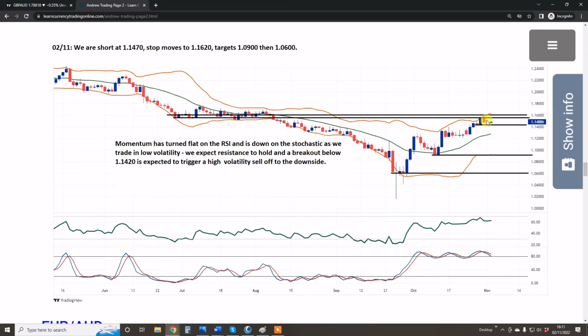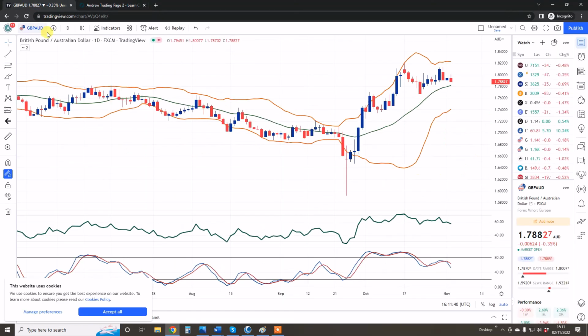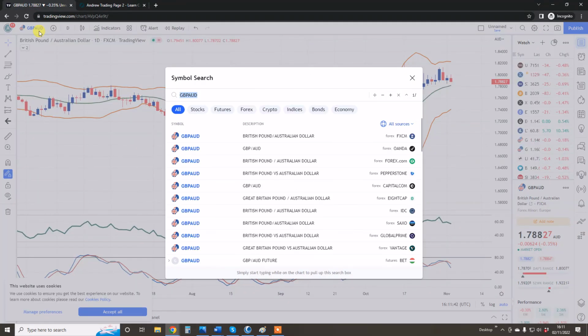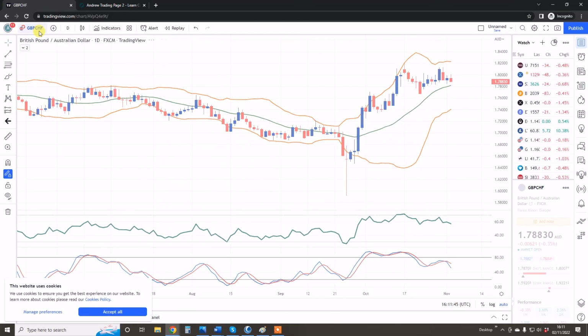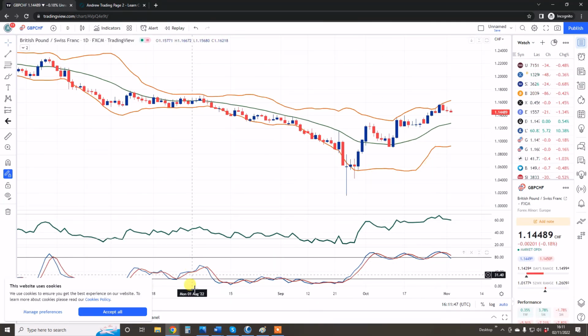Again, very simple. You've got a big round number here, a secondary resistance level here, low volatility, just through these bodies here. You could wait for the round number. I think the bodies here and the tail are enough. Then look for a move down to 109.50, then 106. Not sure what this one's doing tonight. Let's have a look. GBP CHF. Not much. So basically waiting for a break lower.